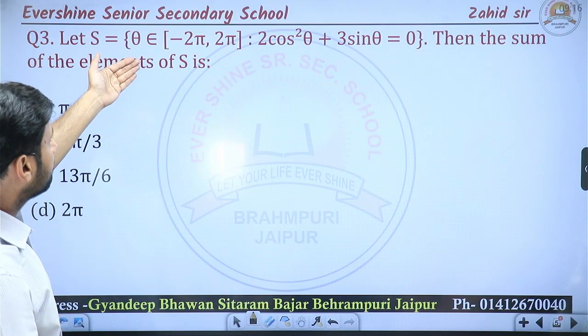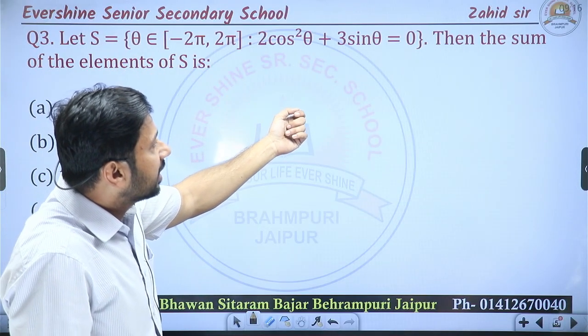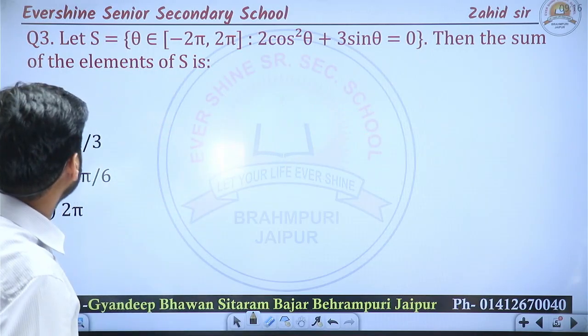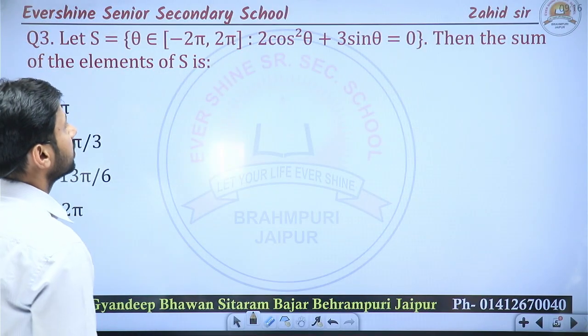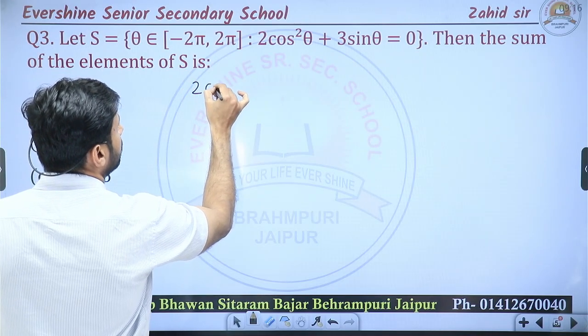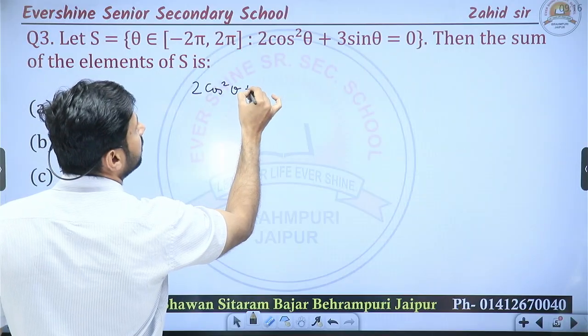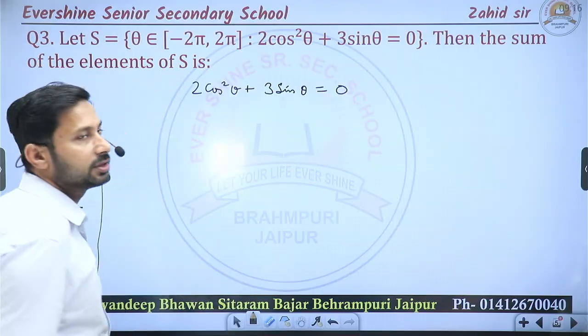S is theta, which belongs to minus 2 pi to 2 pi. 2 cos square theta plus 3 sin theta equals to 0. Then the sum of the elements of S. हमें sum find करना है बेटा. Okay. Now the question is given 2 cos square theta plus 3 sin theta equal to 0.